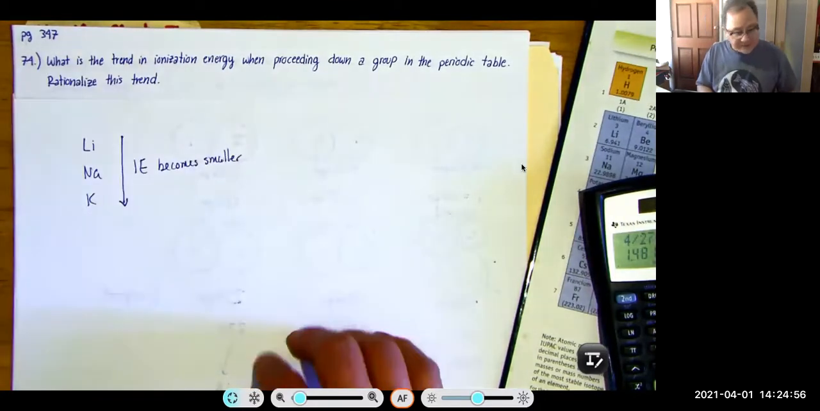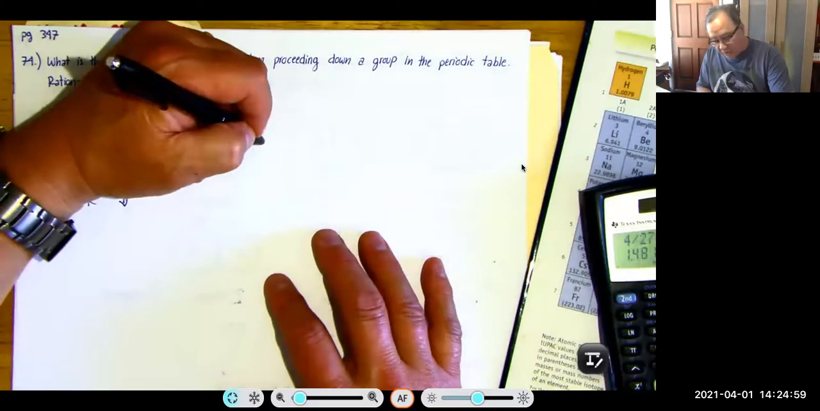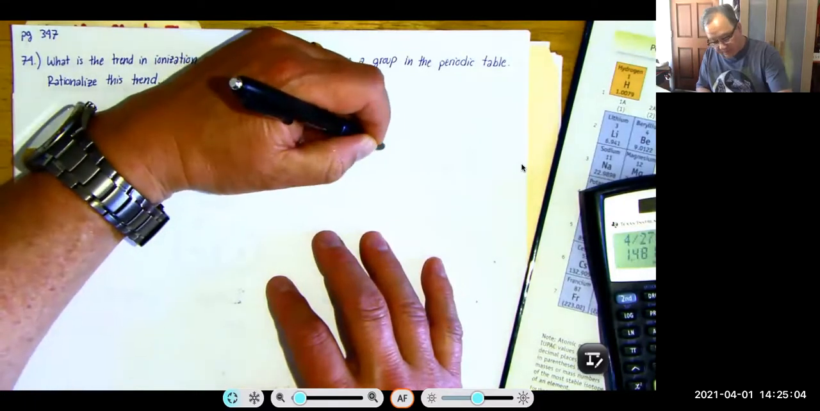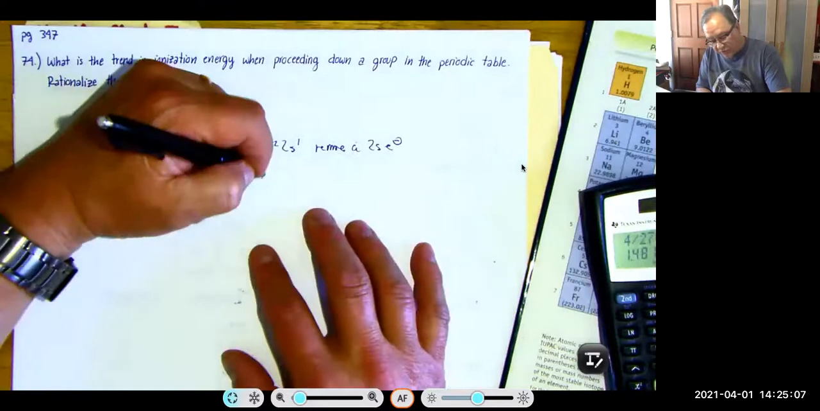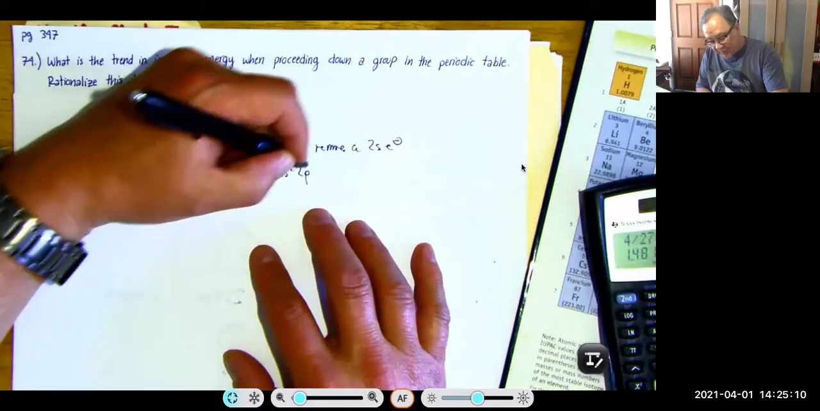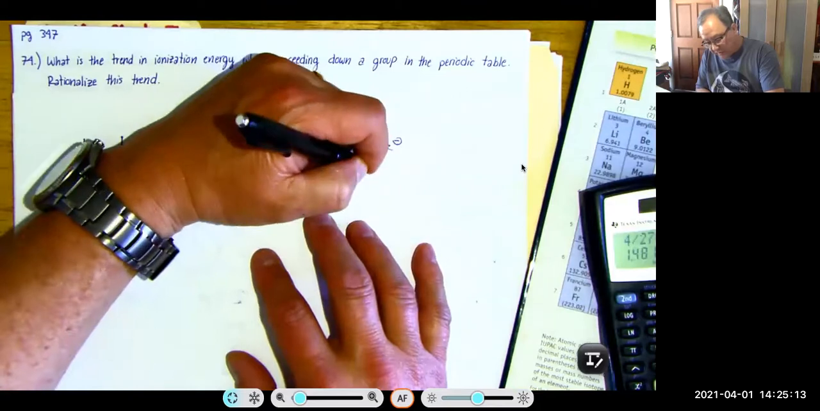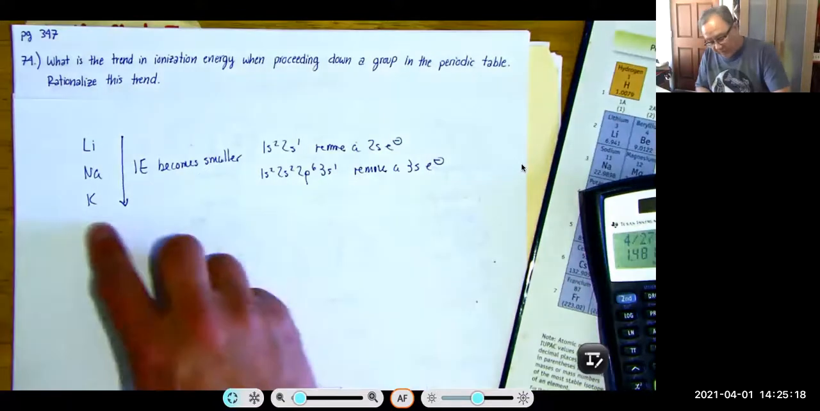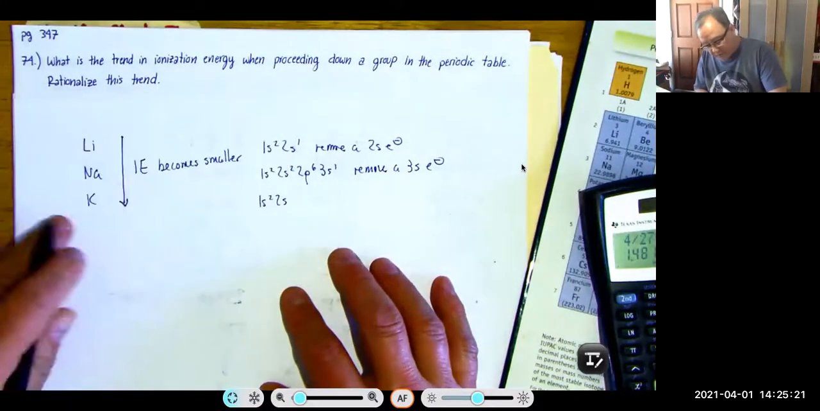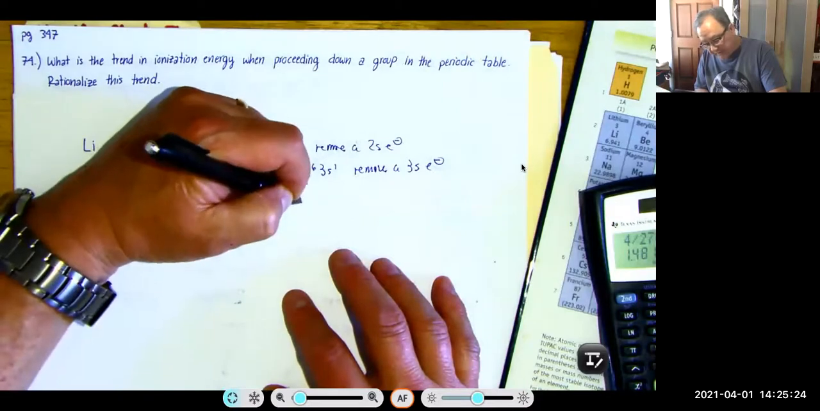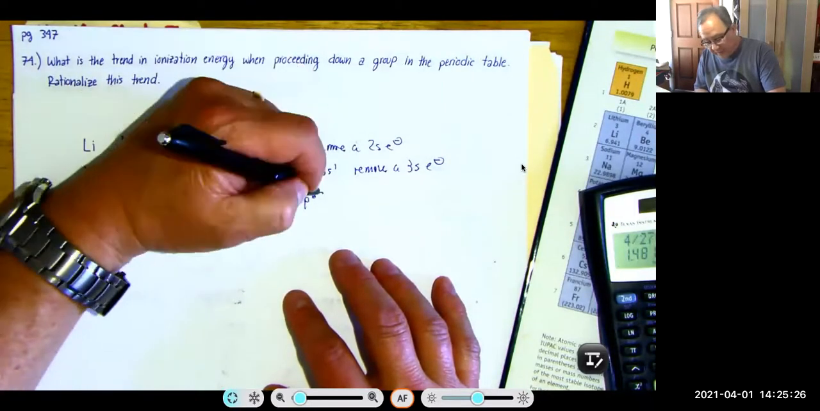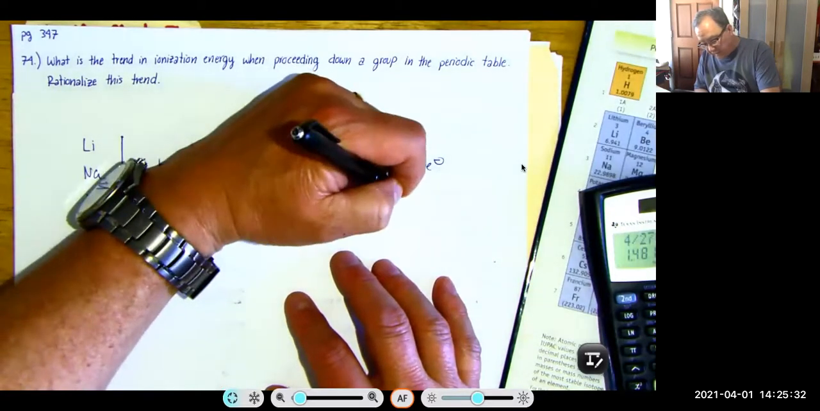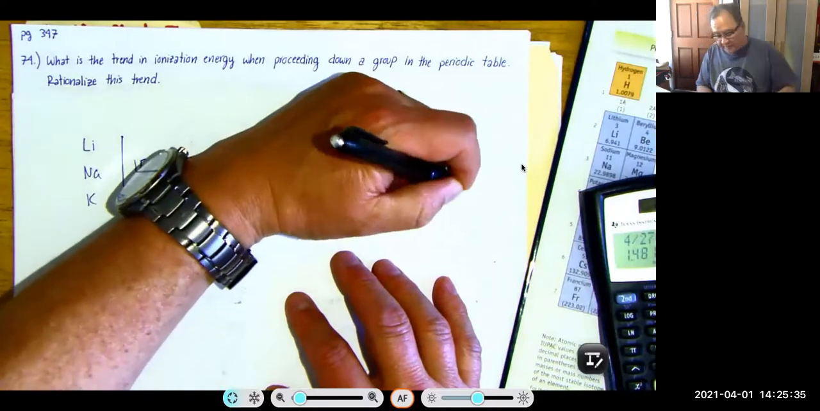So rationalize this trend. Well, for lithium, it's 1s2, 2s1. So you remove a 2s electron. Sodium is 1s2, 2s2, 2p6, 3s1. So you remove a 3s electron. Potassium is 1s2, 2s2, 2p6, 3s2, 3p6, 4s1. So you remove a 4s electron.